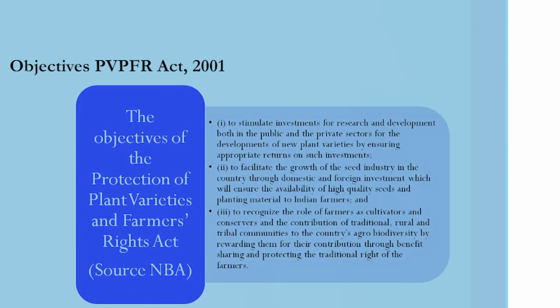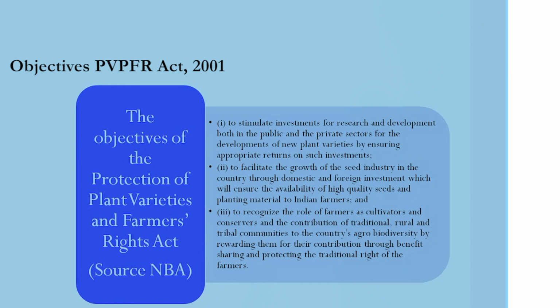So, the objectives of plant variety protection under the Indian Act are, first, to stimulate investment for research and development both in the public and the private sector for development of new varieties by ensuring appropriate returns on investment; second, to facilitate the growth of the seed industry in the country through domestic and foreign investment, which will ensure the availability of high quality seeds and plant material for Indian farmers; and third, to recognize the role of farmers as cultivators and conservers and the contribution of traditional, rural and tribal communities to the country's agrobiodiversity by rewarding them for their contribution through benefit sharing and protecting the traditional rights of farmers.